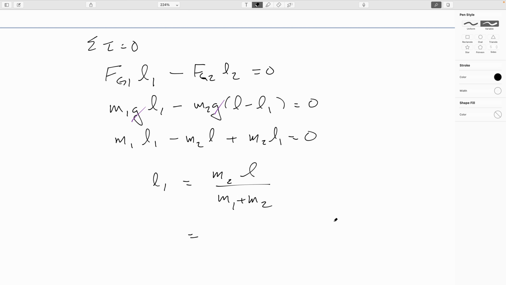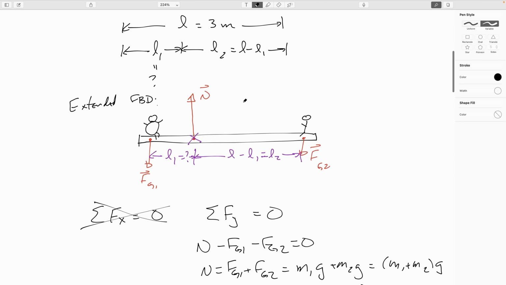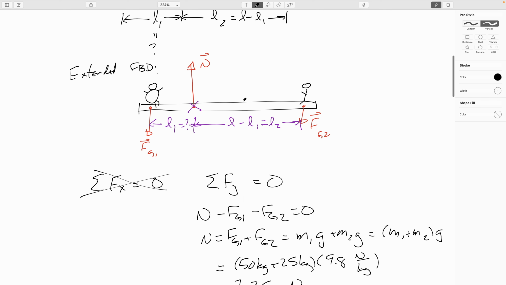That is going to be 25 kilograms times 3 meters over 25 kilograms plus 50 kilograms. That'll give us 1 meter. All right, and that's basically exactly what you expected from having played teeter-totter as a kid, I'm sure.